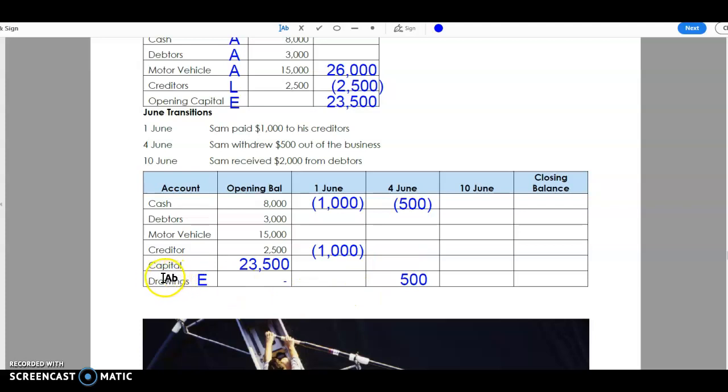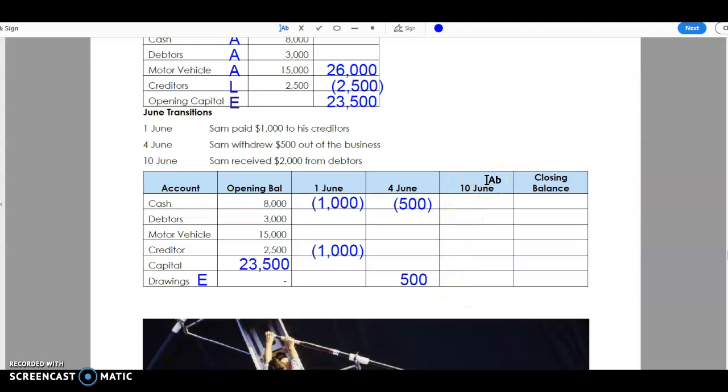Well, drawings have a negative effect on equity. The more you withdraw from your business, the less equity you have, less left in the business. So drawings is like a negative equity account. If drawings has a positive balance, we have to deduct that from our equity at the end of the day. So by having a positive balance in our drawings account, we are actually decreasing our equity. I'm going to leave that 500 there because this is an account balance. The drawings account has a positive balance of 500, and that negatively impacts the equity side of the equation.